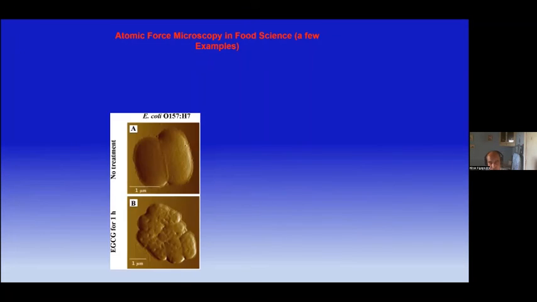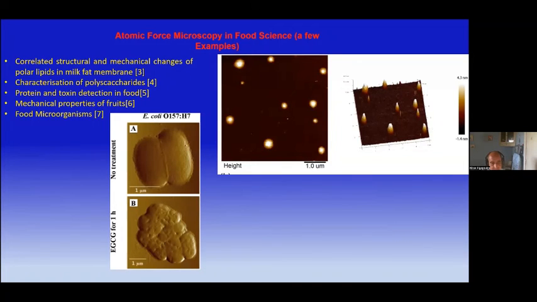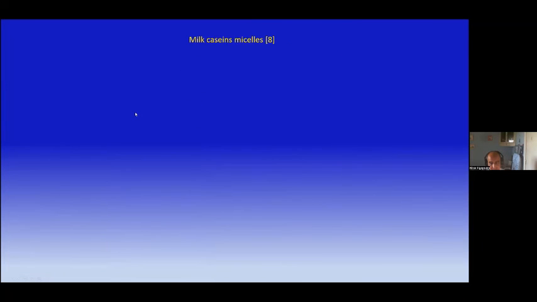A few examples of the applicability of AFM can be seen in the following slides, where we have imaging of E. coli, correlated structural and mechanical changes of oral lipids in milk fat globule membrane, characterization of polysaccharides, protein and toxin detection in food, mechanical properties of fluids, etc. In the next slide, we can see casein in milk at different pH environments.